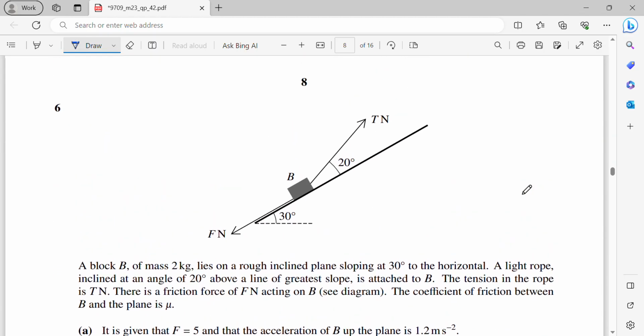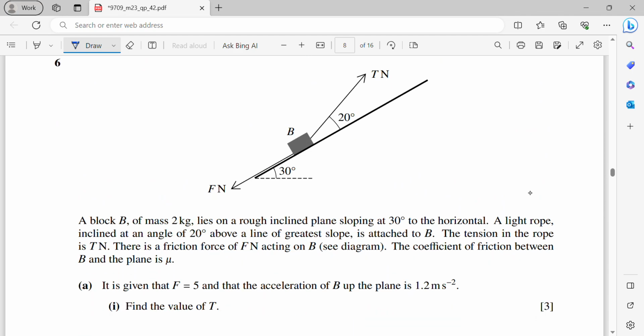Now number 6, you are given a diagram. A block B of mass 2 kilograms, that means here is 2G, lies on the rough inclined plane sloping at 30 degrees to the horizontal. This is the angle, 30 degrees. A light rope inclined at an angle of 20 degrees above a line of greatest slope. So here is the 20 degrees. It is attached to B. The tension in the rope is T newtons. There is a frictional force of Fn acting on B. This is the Fn. The coefficient of friction between B and the plane is mu.